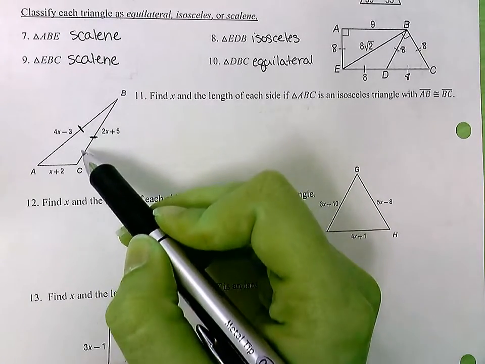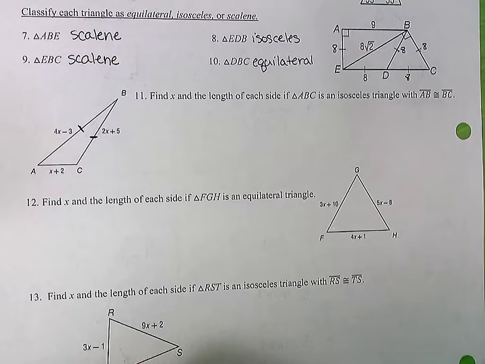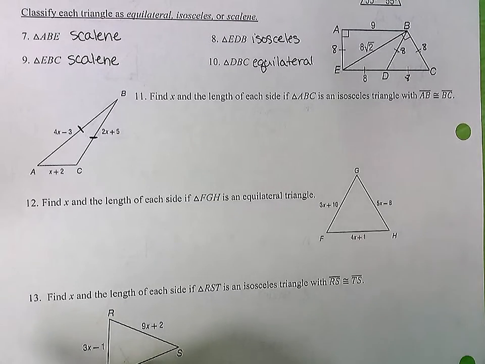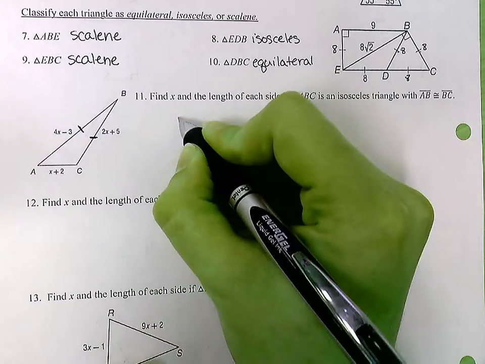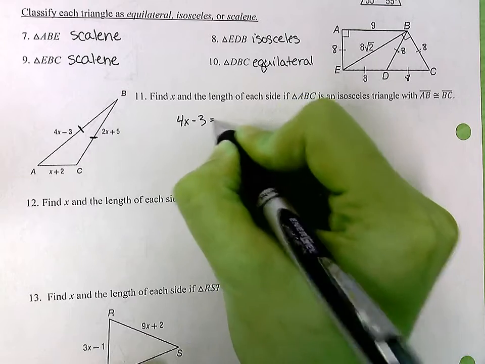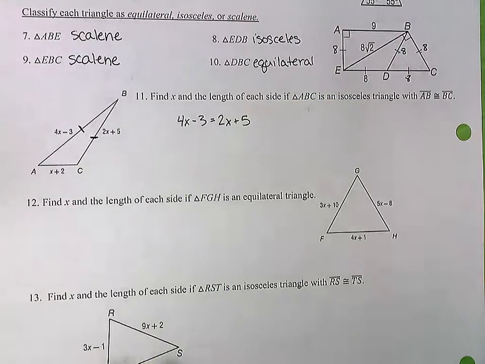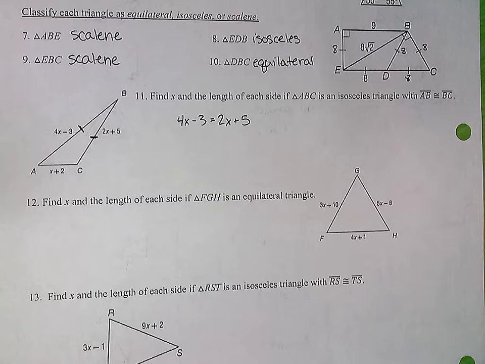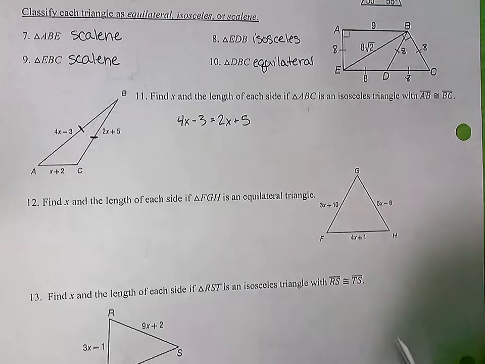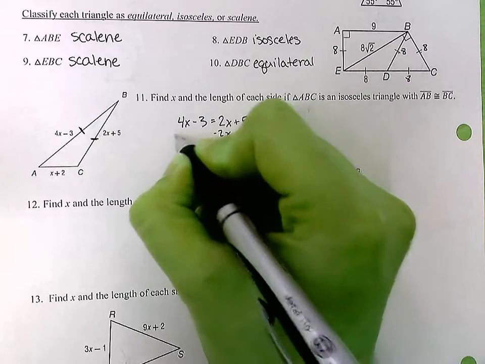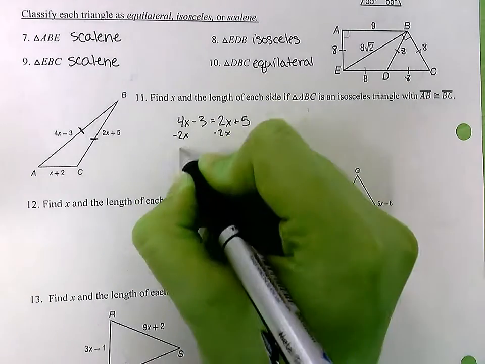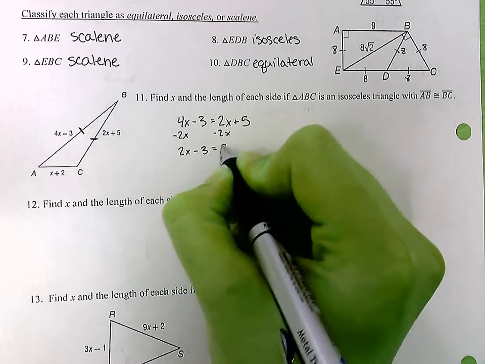Yep. So both sides AB and BC are equal, so you can set up 4x minus 3 equals 2x plus 5. That's all correct. Yes. Okay, so since those sides are equal, we can set those 2 equations equal to each other. Okay, from here I can just solve for x. So I'm going to subtract 2x. So I have 2x minus 3 equals 5.